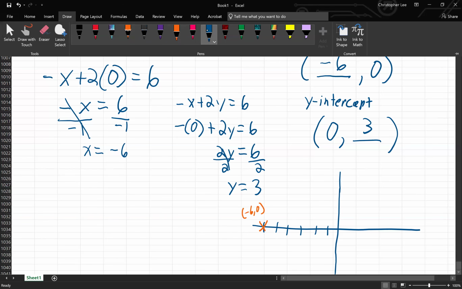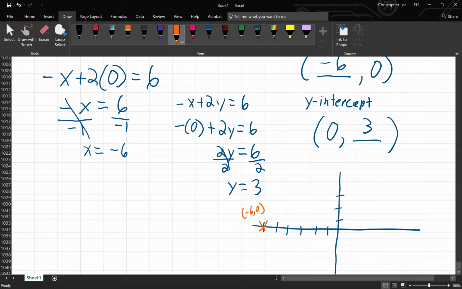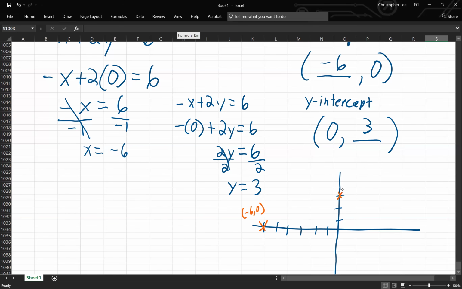Hold on one second. Start off at 0. I'm going to go up 3. 1, 2, 3, right? This is that point. Do it down here, 0 comma 3. Connect the dots, and there you go. That's your line. This is the equation negative x plus 2y equals 6. And that's how you can graph the line using the intercepts, the x and the y intercepts.